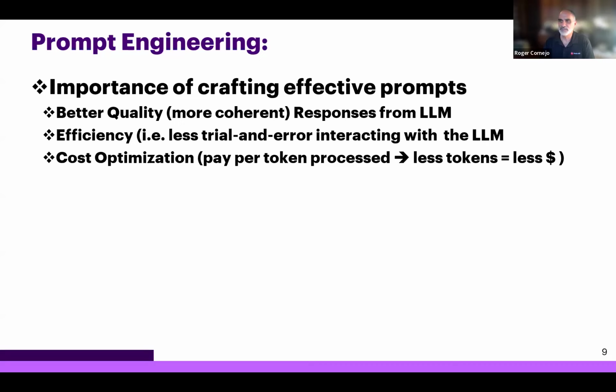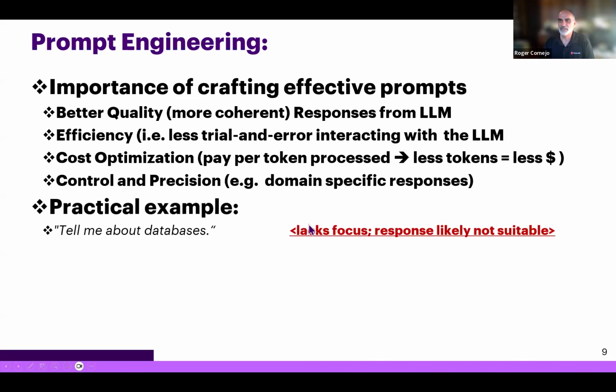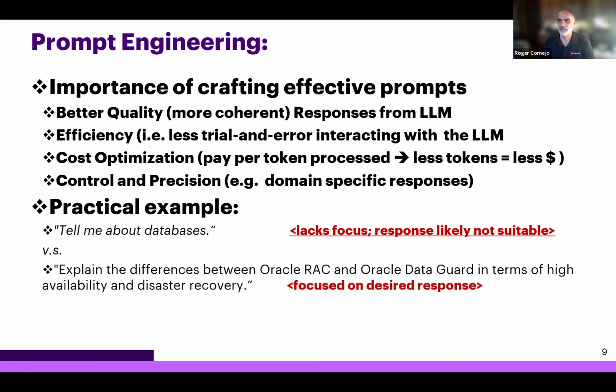And the token is essentially a word or a character, however they measure it. But then again, you're going to have better control and precision if you have domain-specific responses, for example. So, practical example, you might say, tell me about databases. That really lacks focus. Your responses are likely not going to be suitable. But if you're really interested in comparing RAC and Data Guard in terms of high availability and disaster recovery, that's focused more on the desired response that you want to get.